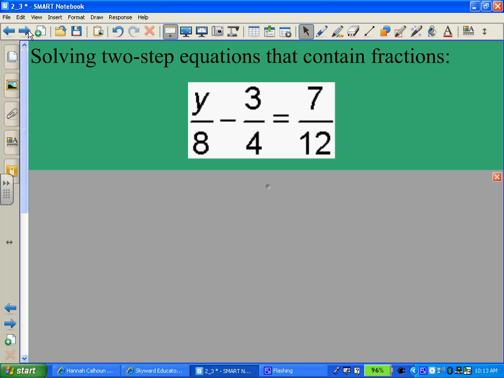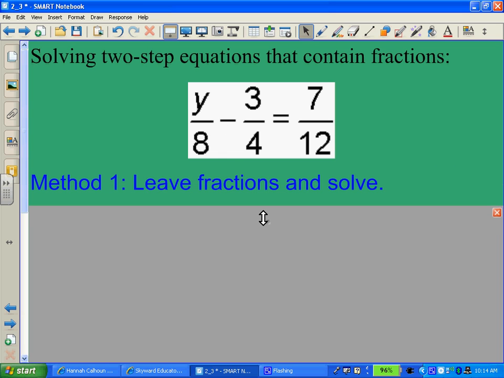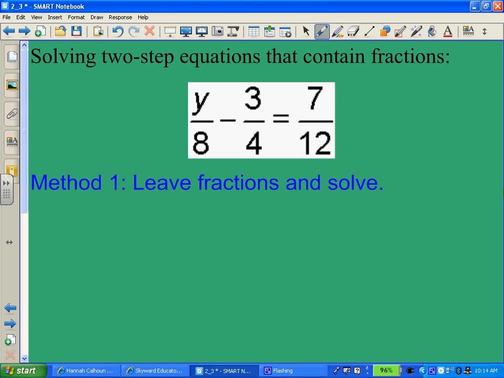Now, the next thing we need to talk about is two-step equations that have fractions. Now, these are a little bit more fun. And I'm going to show you two ways to deal with the fractions. Okay? And I'm not expecting that you know both ways. I want you to pick the way that you think is easiest and learn that way. Okay? So you don't have to know both methods. I want you to pick whichever one you think is easiest and then go with that whenever you run into fractions.